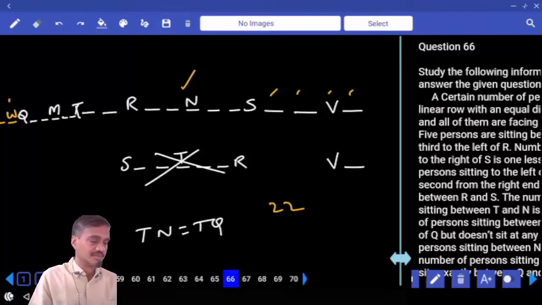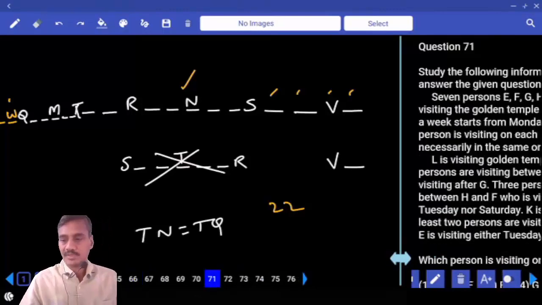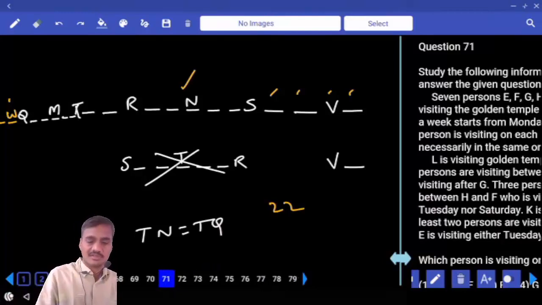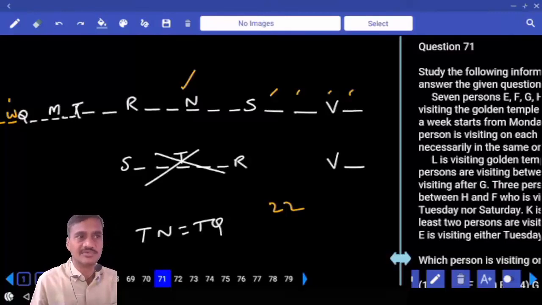Clear? Now this is about questions 66 to 70, and now 71 to 75. From yesterday onwards, from paper number 160 onwards, the difficulty level of these papers has been increased a little bit. For the earlier 15 or so papers, they were very easy. Now we have just increased it because the notifications are very near.